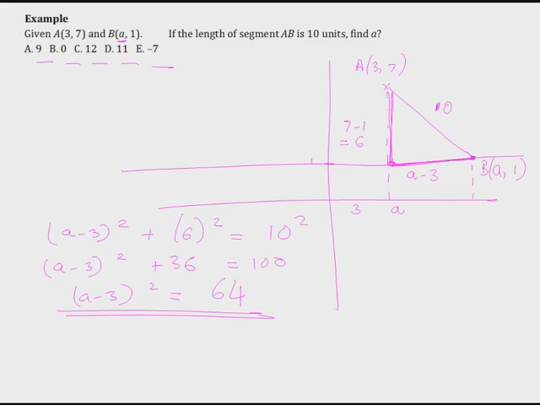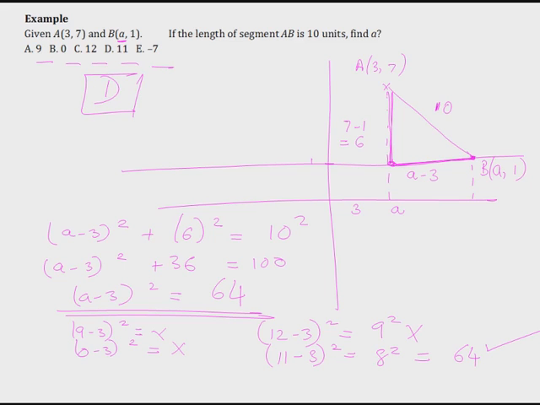So if I plug in 9, I get 9 minus 3 squared, which is 6 square, not happening. If I plug in 0, I get 0 minus 3 square, which won't give me 64. If I plug in 12, I'll get 12 minus 3 square, which is 9 square, that's not 64. If I plug in 11, I get 11 minus 3 square, which is 8 square, which is 64. So that does it. The answer is D, 11.